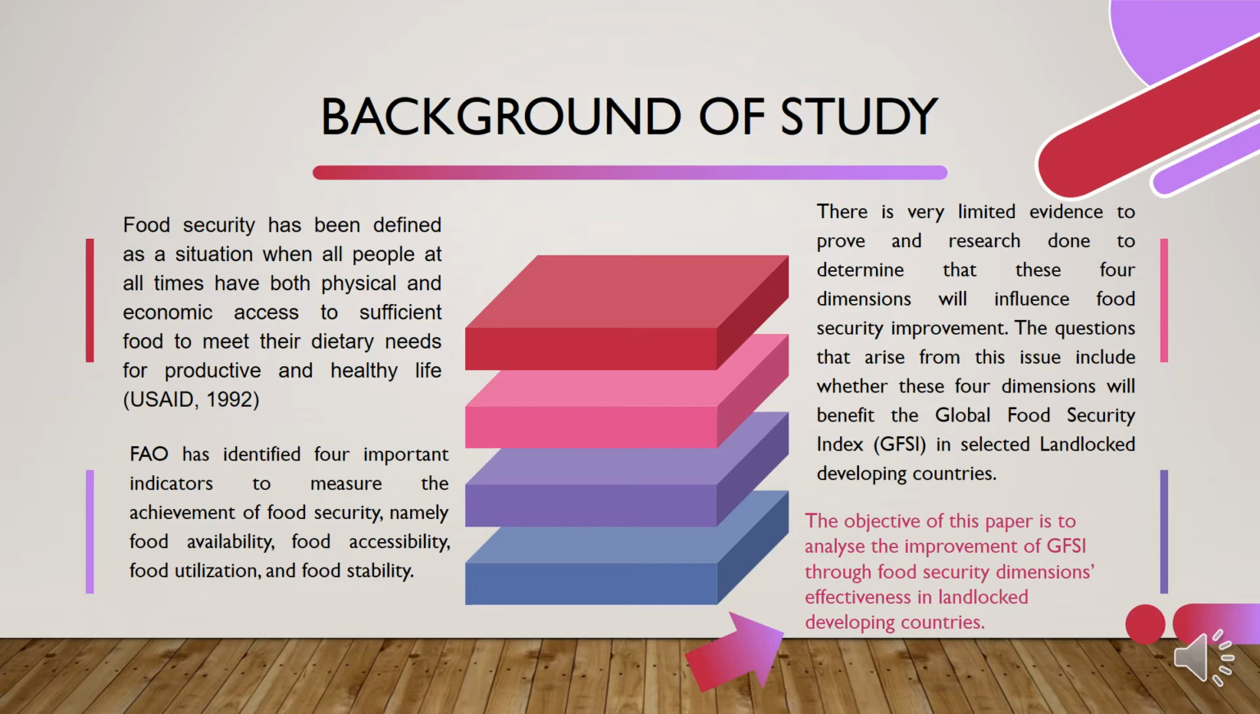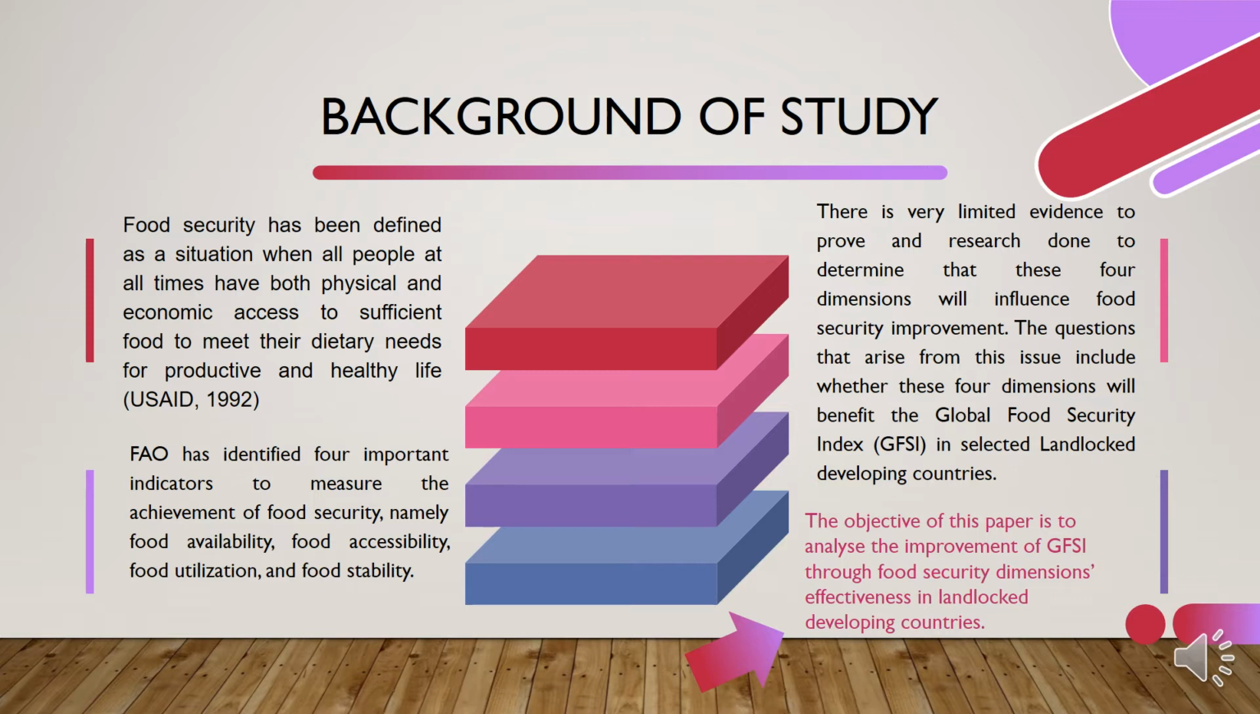Food accessibility is the second dimension of food security. Food accessibility is categorized into two types. First is economic access, and the second one is physical access. This concerns access to adequate resources for acquiring appropriate food for a nutritious diet. The physical and economic accessibility of food is very important to individuals and families to achieve food security.